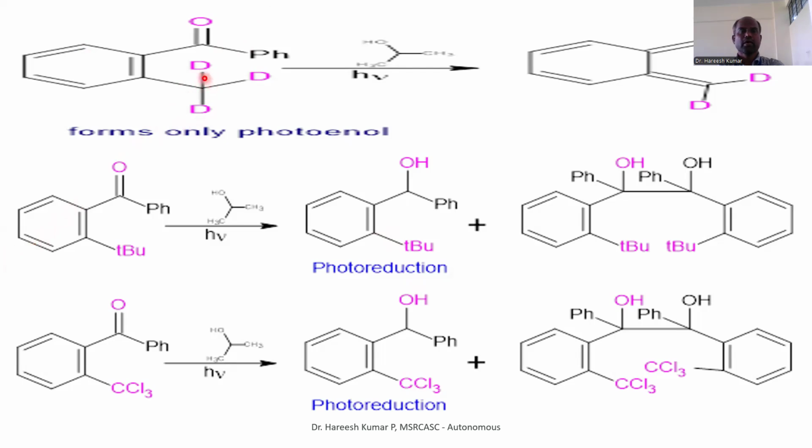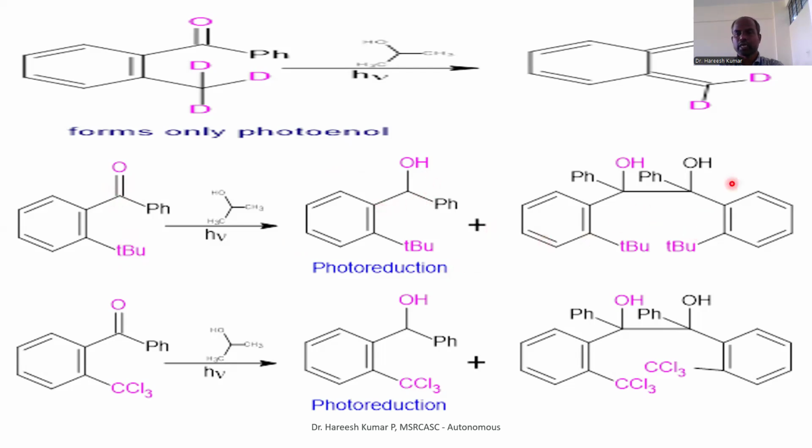So here, an alpha substituted deuterated compound is the example of how a photoenol is formed. Here I'm taking the ortho tertiary butyl one. Ortho tertiary butyl means there are no ortho substituted protons on the carbonyl compound, and this kind of molecule undergoes photoreduction. Photoreduction means a carbonyl compound is converted into alcohol.